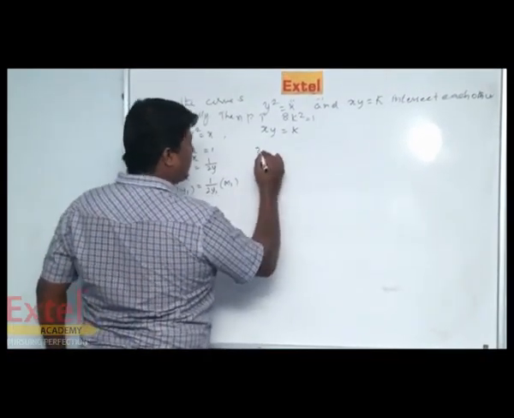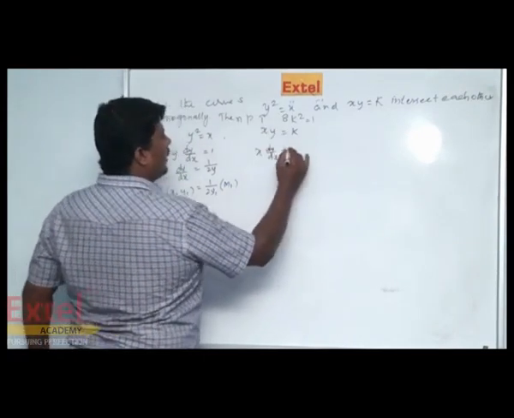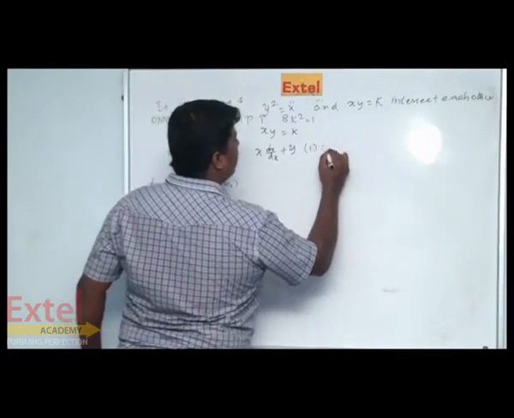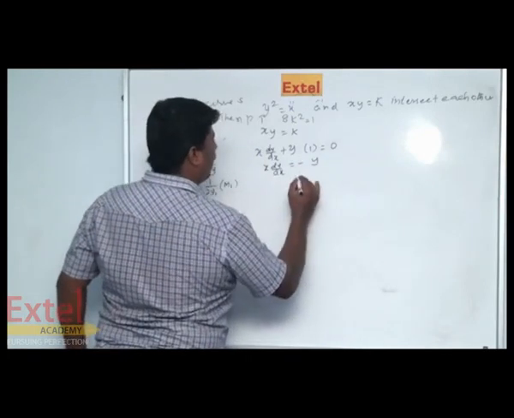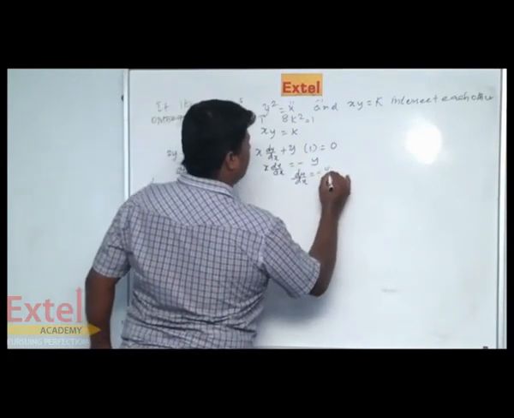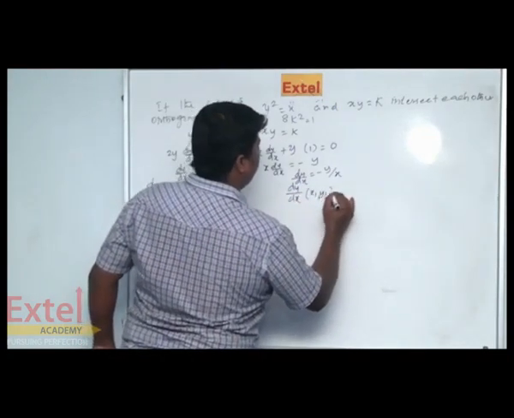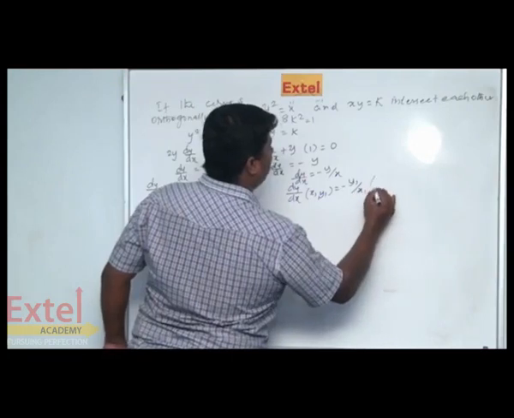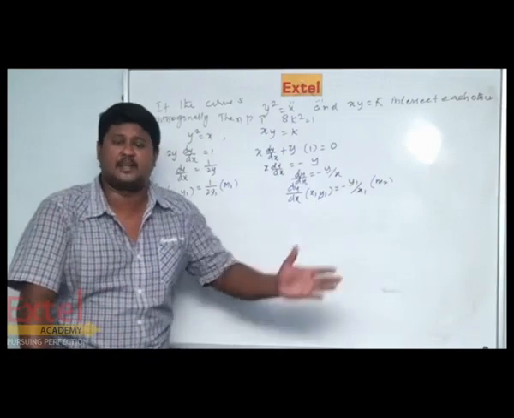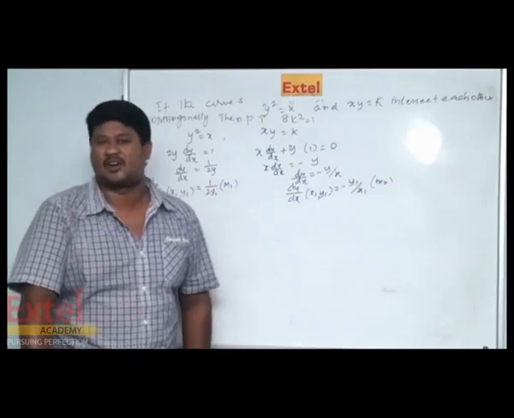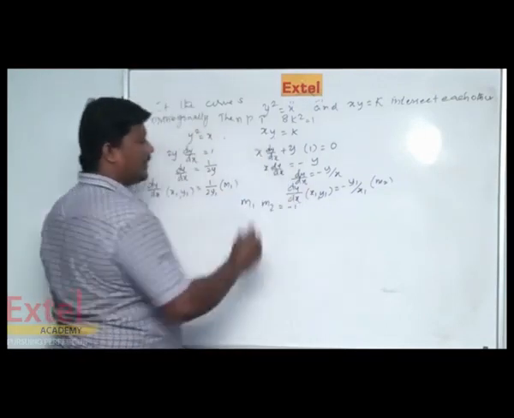Next, differentiate xy = k. Differentiating y gives dy/dx. So by the product rule, keeping y constant and differentiating x gives 1, and the right side is 0. Therefore, x dy/dx = -y, or dy/dx = -y/x. So now dy/dx at (x1, y1) is equal to -y1/x1. Let us say this is m2. As it is given in your problem, these two curves cut orthogonally. Therefore, I can say m1 × m2 = -1.